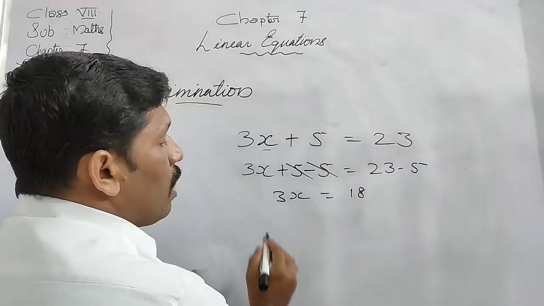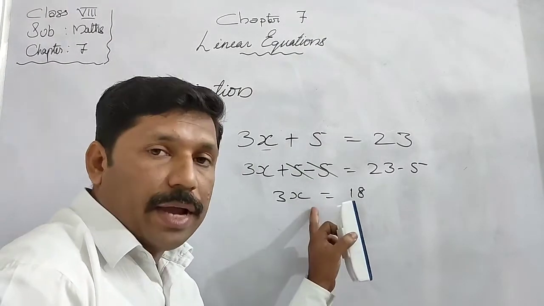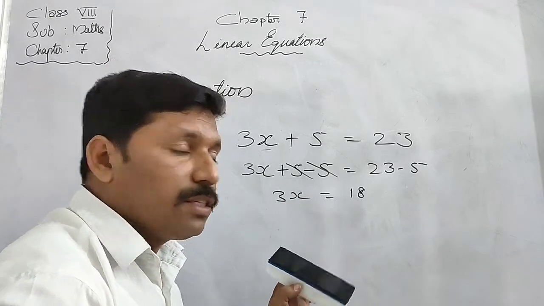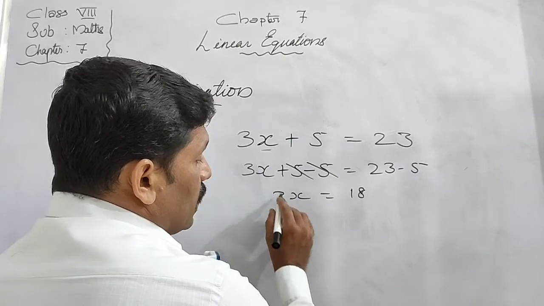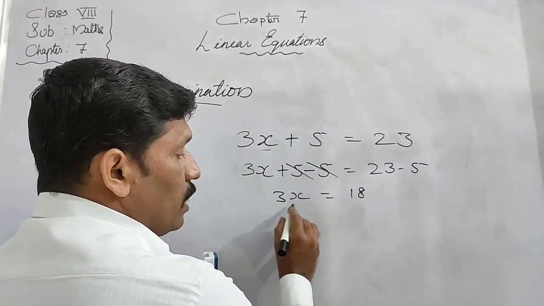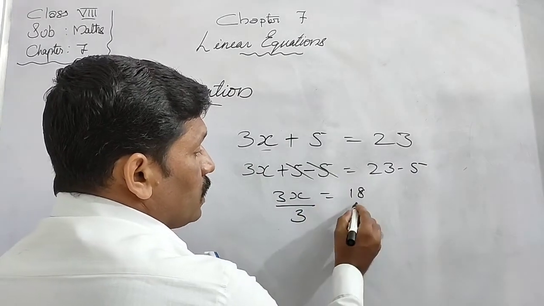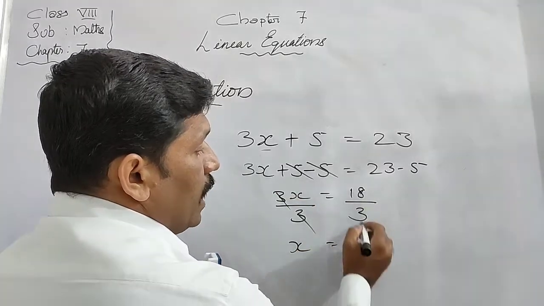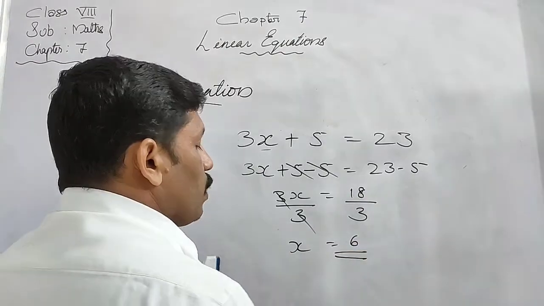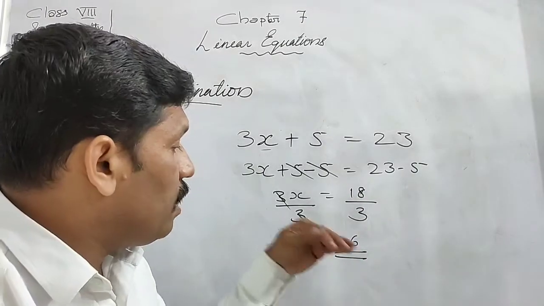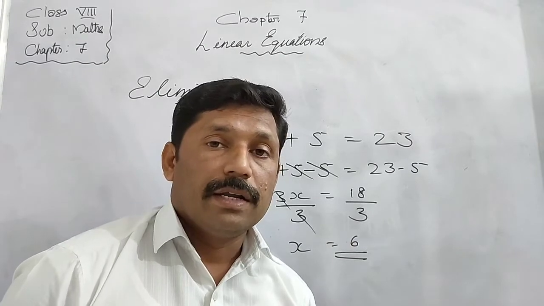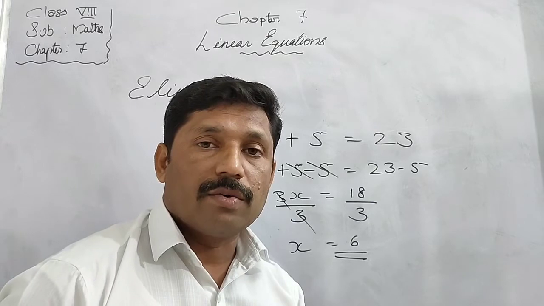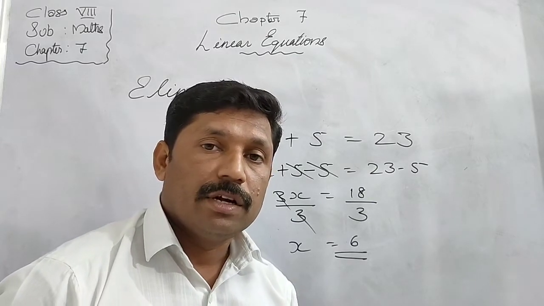Then next I want to eliminate 3. Here 3x means 3 into x, multiplication. So in order to cancel multiplication, I do its opposite function, division. I want to divide by the same thing I want to eliminate, that is 3. So I divide here by 3, and at the same time, here also I divide by 3. 3 and 3 will be cancelled. x is equal to 18 upon 3, which is equal to 6. So the x value is equal to 6. In this way, we find the value of the variable in an equation; that is called the elimination method.